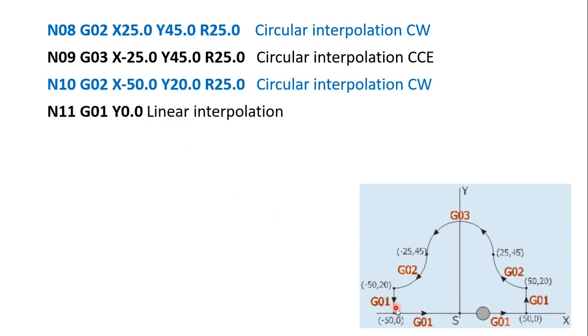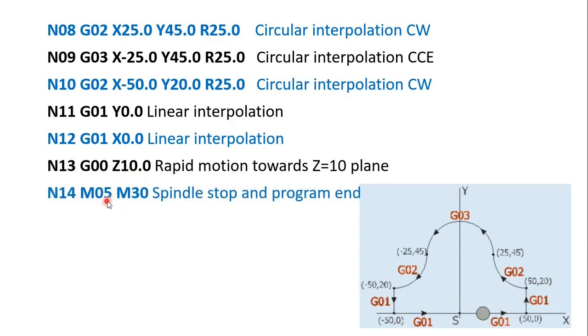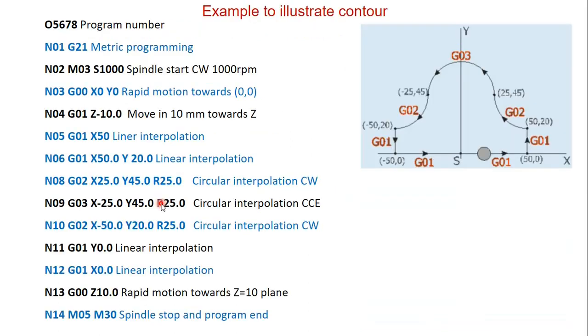I don't have to change the x value because only the y value is changing. So if nothing is mentioned about x and y, whatever the earlier x and y positions are, those are taken into account. Okay, so you can see from here I am moving to this position, that is G01 x0, so x is 0, y 0. I reached here, and from here the tool will move up from the workpiece at a distance of 10 mm. Okay, that is a rapid motion. And then M05, M30, that is the spindle will get switched off and the program will end.